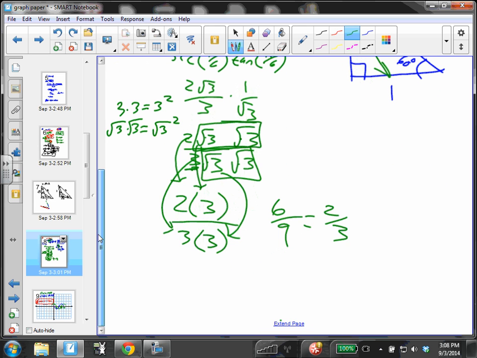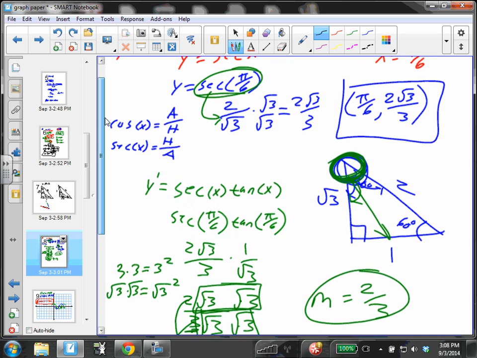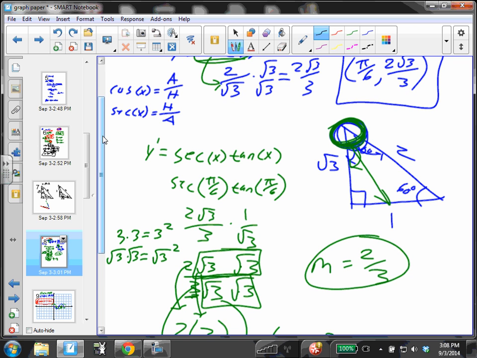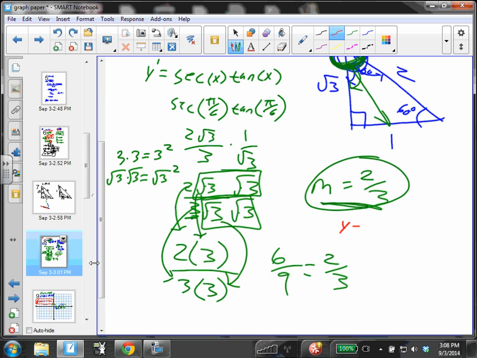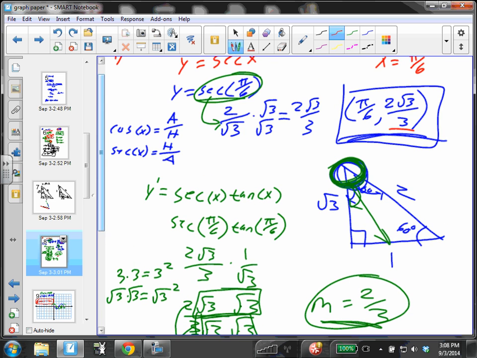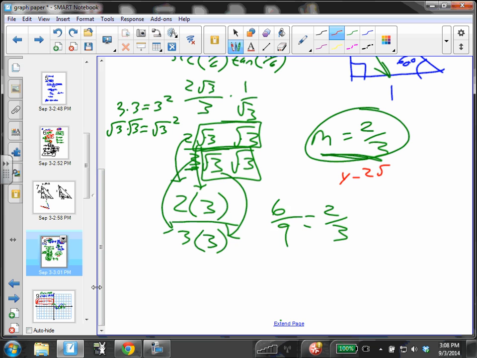Okay? All right, so here's my slope. M is equal to 2/3. That's what we were just trying to find, was the slope, right? Okay, so I'm going to try to get it right here where I can see both of them. Here's my point. It was up there. And here's my slope. It was 2/3. So y minus y1, you can come up here and see that my y value was 2 square roots of 3 over 3, is equal to m, that's 2/3, times x minus x1, which is pi over 6.